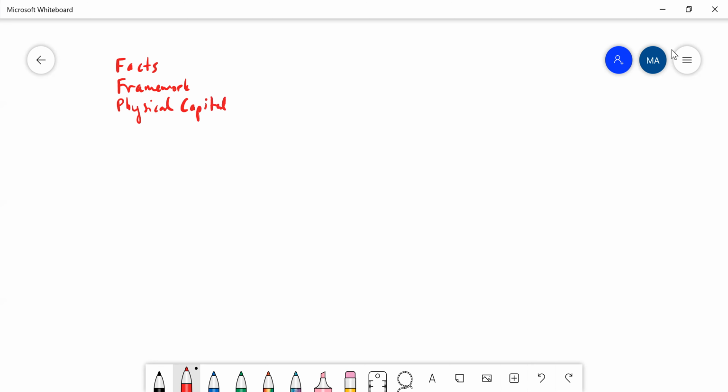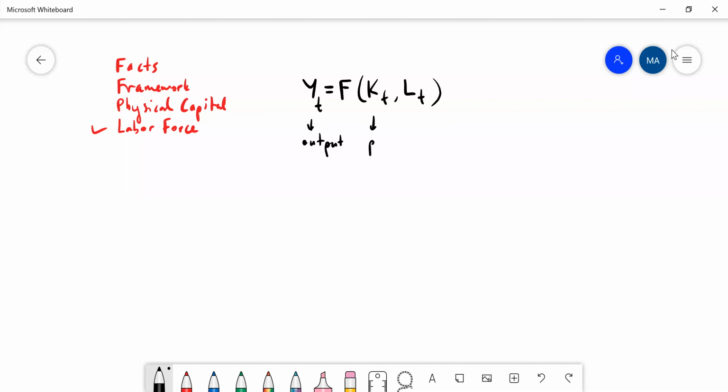Okay, and today we're going to look at the labor and population issues, right? Labor force and population issues. So in that respect, we are still using this production function approach. Here, as you remember, this is output, right? This is physical capital. And now we're going to discuss labor.